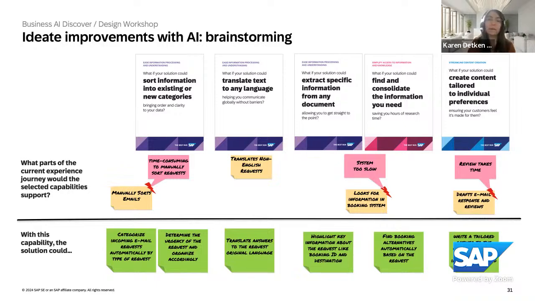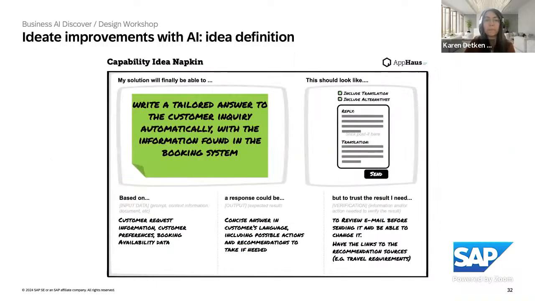Then these ideas will get presented, and then the most useful ideas will get selected in the group. And each of these ideas, which is at the level of a functionality, a capability of the solution, will get described using this capability idea napkin, where we look at the input data that is needed. So based on what input data, what should be the response that the system provides, anything that is shown on the screen to the customer, to the user, and to trust the result I need.